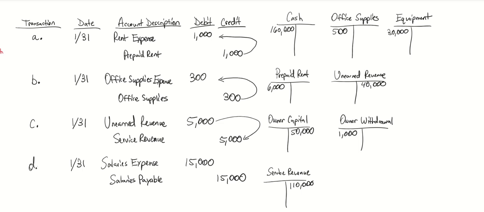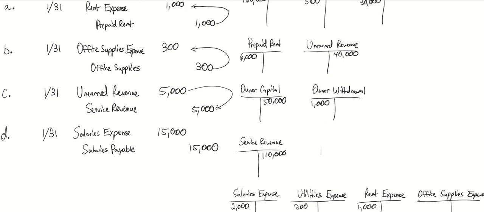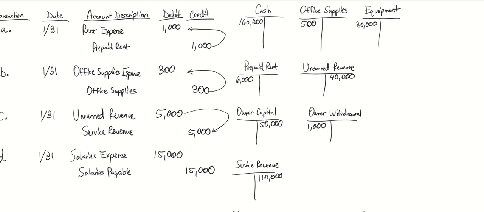Okay, so transaction A. Rent expense has a debit of $1,000. So I'm going to go to the T account for rent expense and put a debit of $1,000 on the left side of the T account. Then prepaid rent has a credit of $1,000. There it is. I'm going to put the $1,000 on the right side of the T account. I'm going to put a check mark here indicating that we've included the amounts into the T accounts for transaction A.